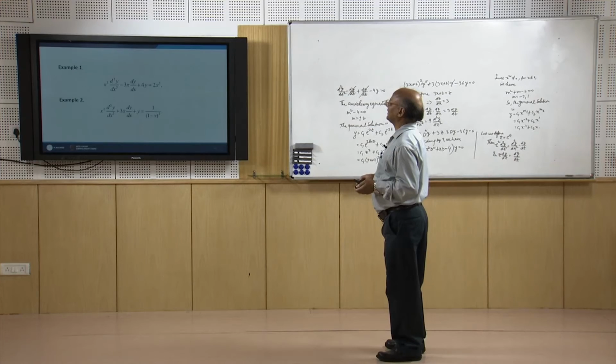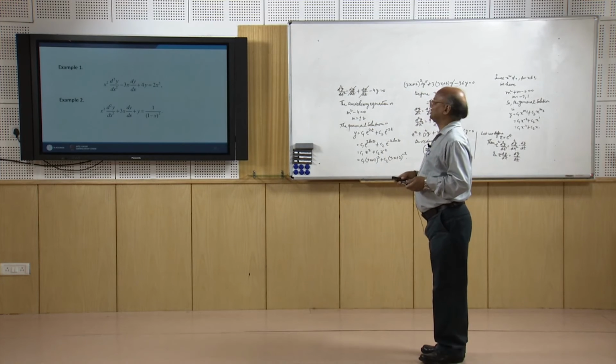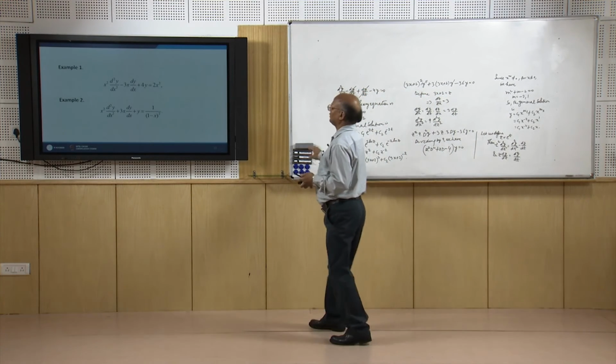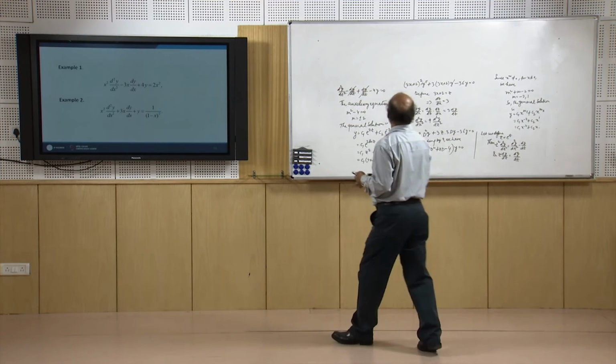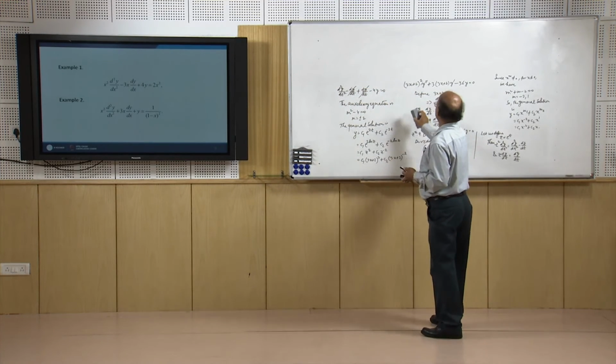Now, let us take a non-homogeneous Cauchy Euler equation. We have seen how to solve the Cauchy Euler equation in the homogeneous form. So, let us just find the particular integral.